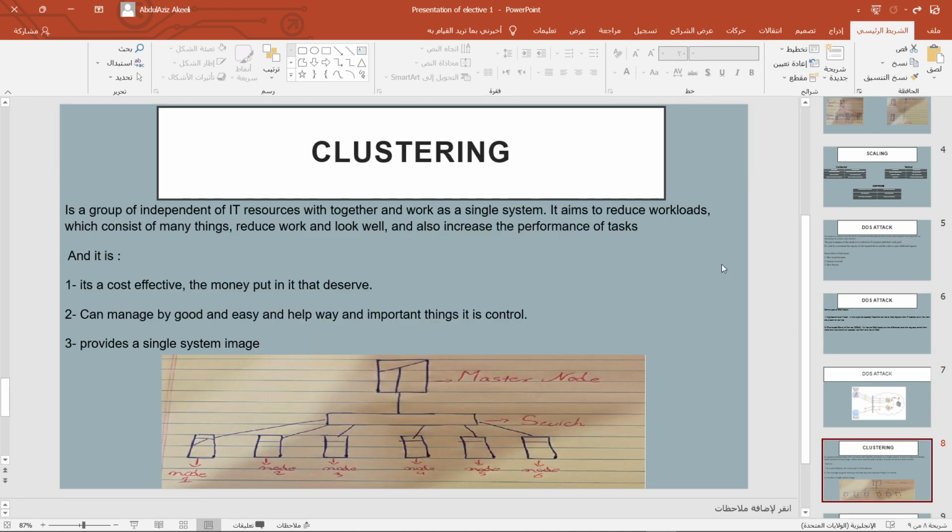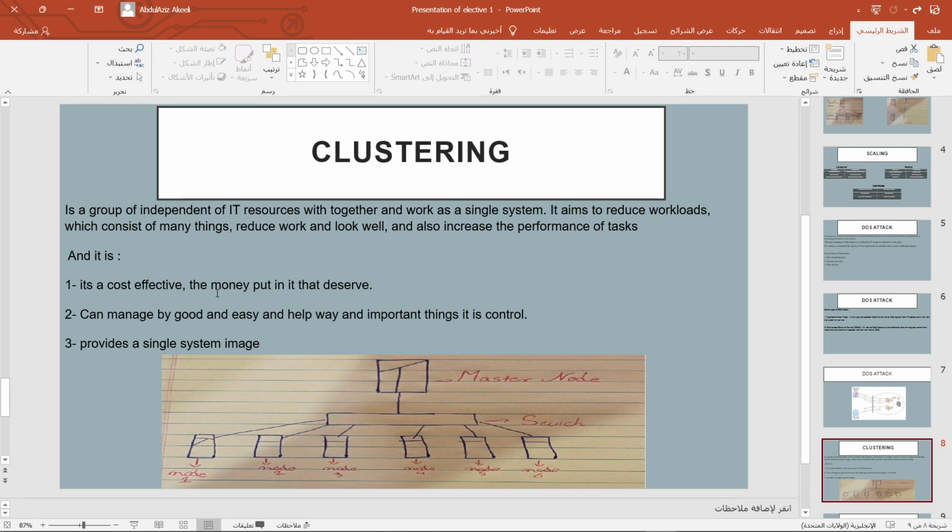The third subject we have here is clustering. Clustering is a group of independent IT resources that are separate, each one alone, but here they are put together and work as a single system. The goal or aim is to reduce workload, do a lot of things in a short time, reduce work, and increase performance of tasks. It is also cost effective.